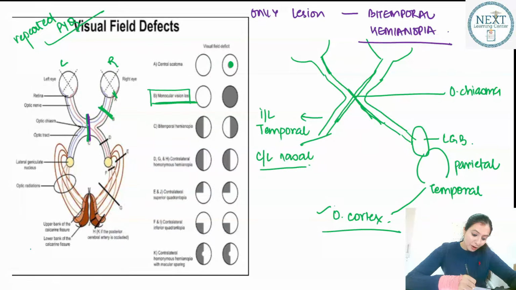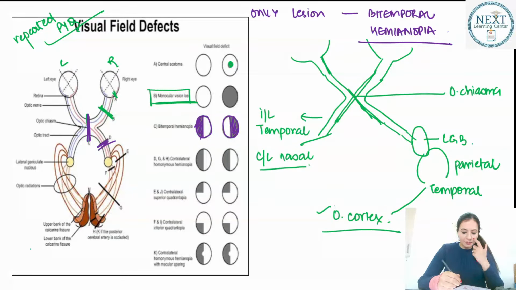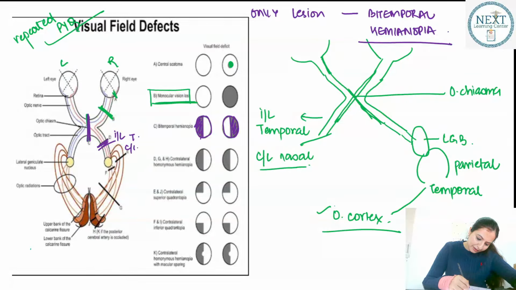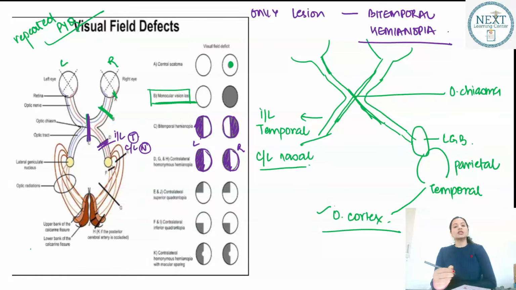Then in the optic tract, what fibers are running? It is going to be ipsilateral temporal and contralateral nasal fibers, right? So for the right eye, your temporal fibers are gone. This is the right eye, this is the left eye. So you are going to get a nasal field defect. And in the left eye, nasal fibers are gone, so you are going to get a temporal field defect. This is what you call contralateral homonymous hemianopia. Now this occurs up to the lateral geniculate body.